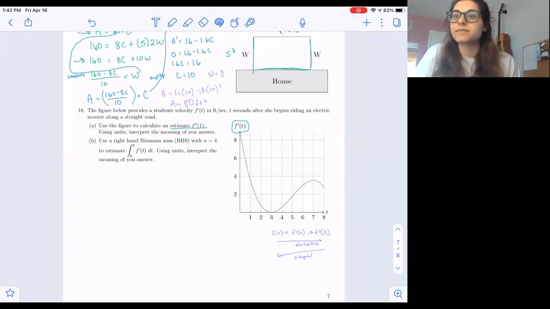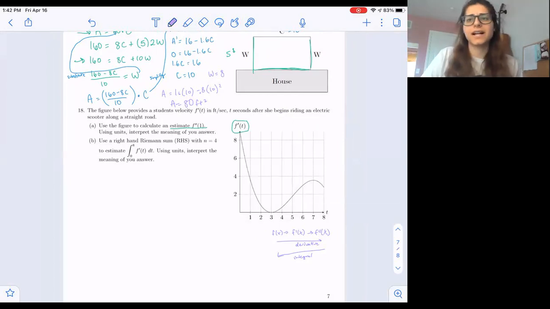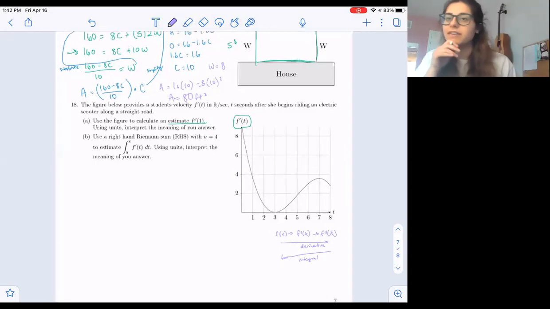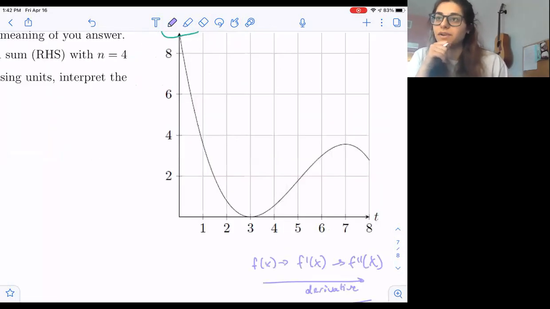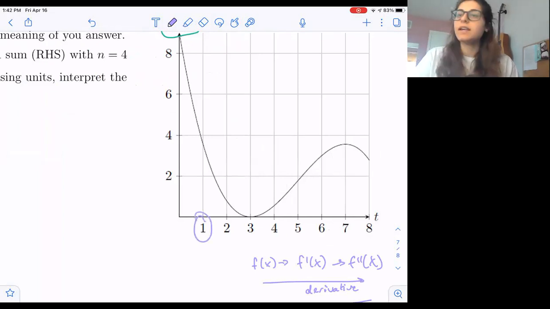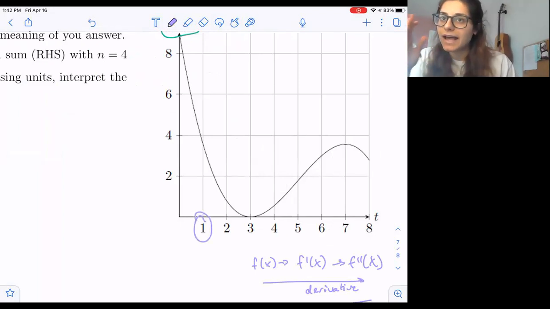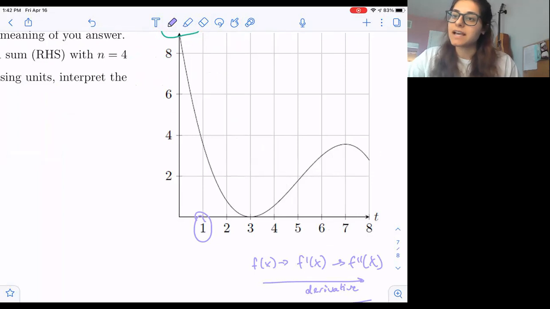All right, so in this case, we're going from f prime, because that's our graph that's given, to f double prime, because that's what they're asking us to find. And so we want to find f double prime of 1. When we find a derivative based off a graph, we're looking at the slope. So we're looking at x equals 1, and we want to find the slope at that point to find the derivative.